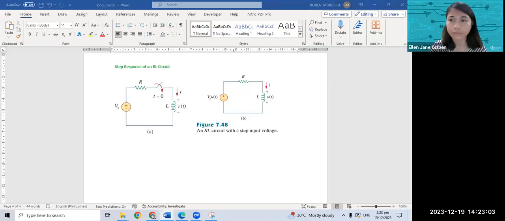So hello, we will continue with our first order step response with the RL circuit. Okay, so we have here the step response of an RL circuit. We're going to solve this using two methods. One is using KVL and the other one is using the complete response method.